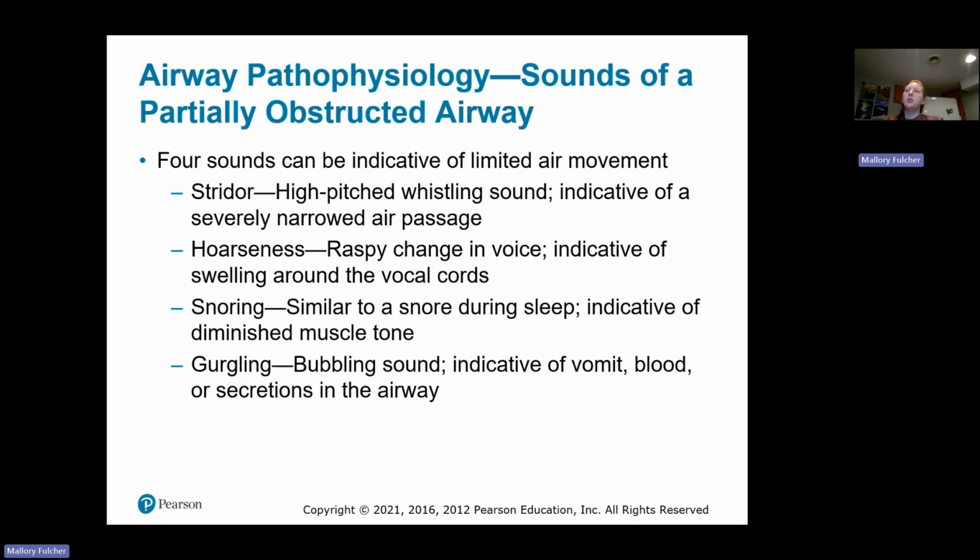Hoarseness is a raspy change in voice, and it's indicative of swelling around those vocal cords. And then gurgling is a bubbling sound indicative of vomit or other secretions within that airway. So gurgling, we want to suction that out, right? That should be our sign to suction. Now, these can be really difficult to understand. I do strongly recommend going on YouTube and looking up airway obstruction sounds. There are a lot of really good videos out there.